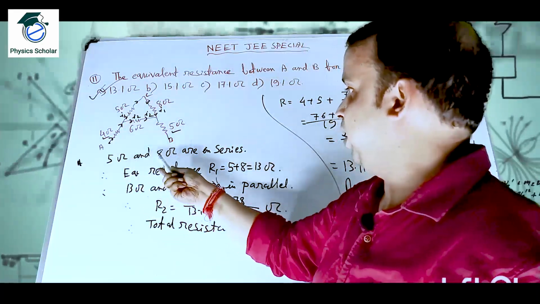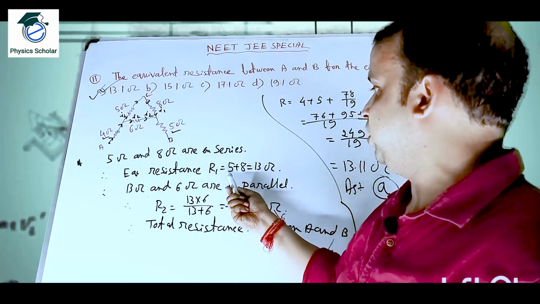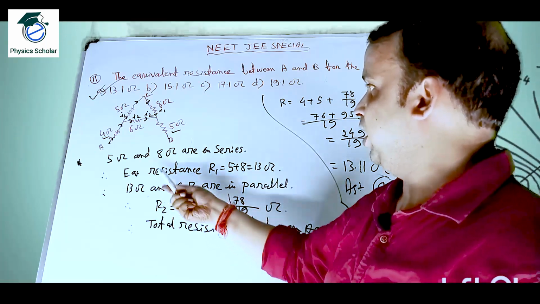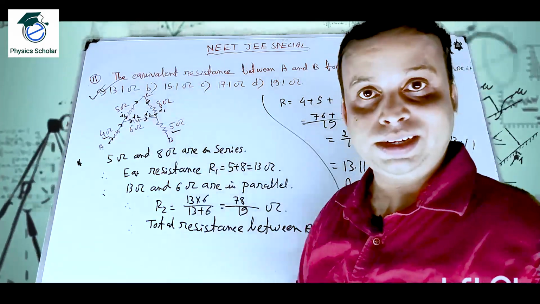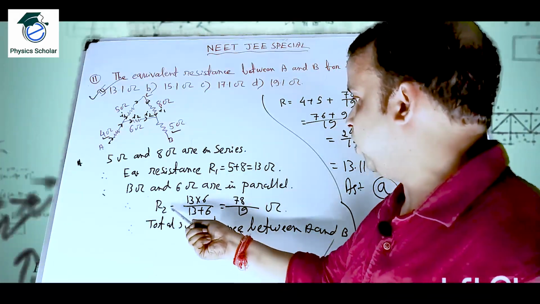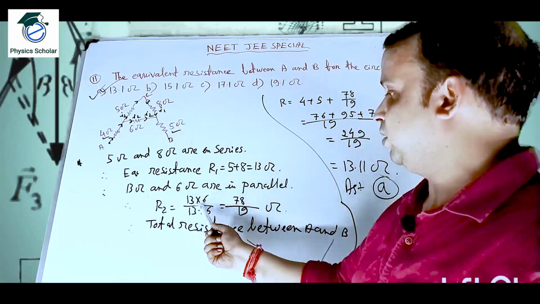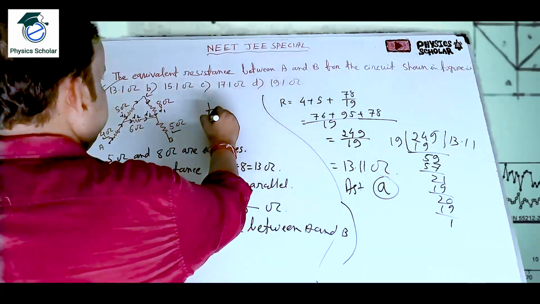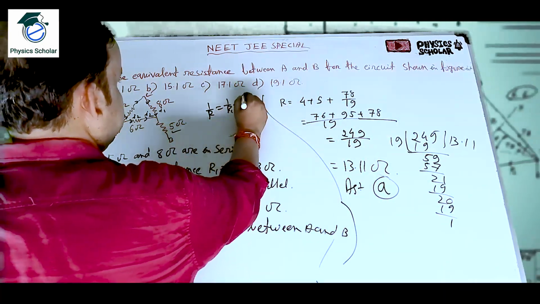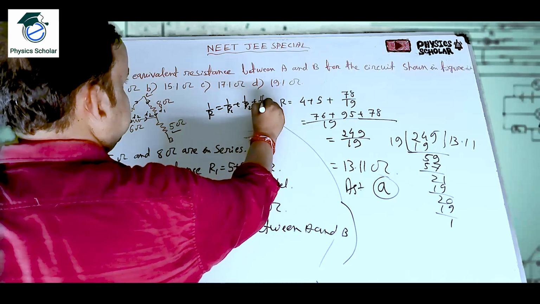Then 5 and 8 ohms are in series. So the equivalent resistance 5 plus 8 is equal to 13 ohm. Clear? This 13 along with this 6 is parallel because here the current is divided. Now the actual formula is 1 by R is equal to 1 by R1 plus 1 by R2 plus 1 by R3. This is the actual formula.